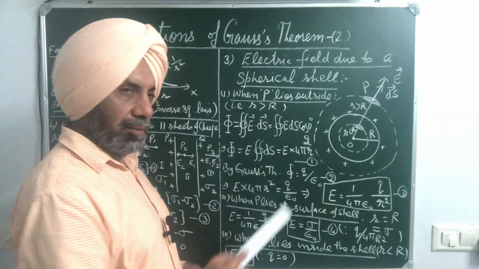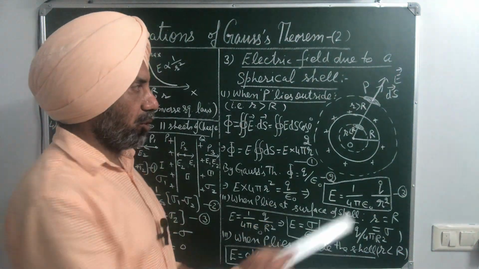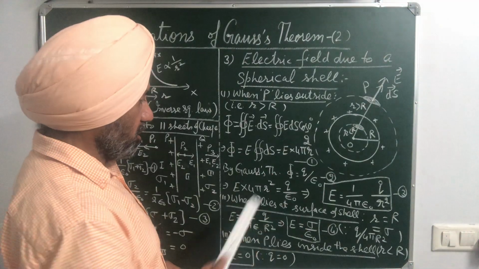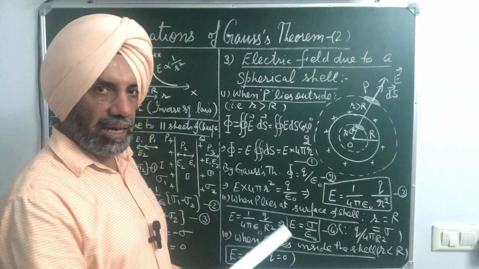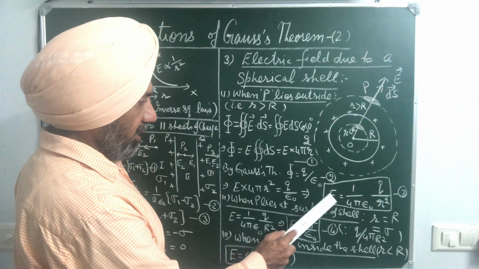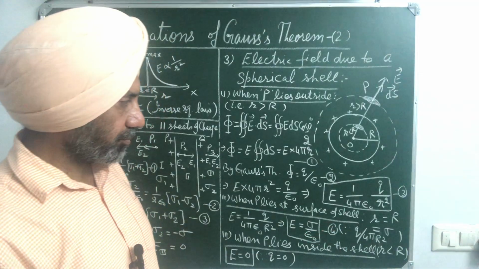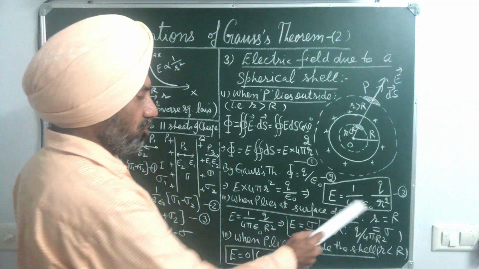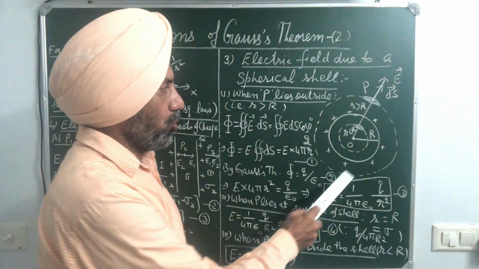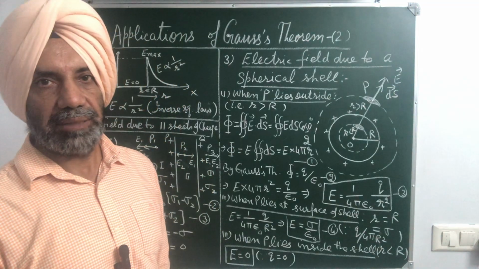Again, by using Gauss's theorem, phi is also equal to Q upon epsilon naught, where Q is the total charge on the spherical shell. So comparing these two equations, we have E into 4 pi r square is equal to Q upon epsilon naught. So E comes out to be 1 over 4 pi epsilon naught Q upon r square. This is equation number 3, which is the required electric field due to a charged spherical shell at a point outside the shell.